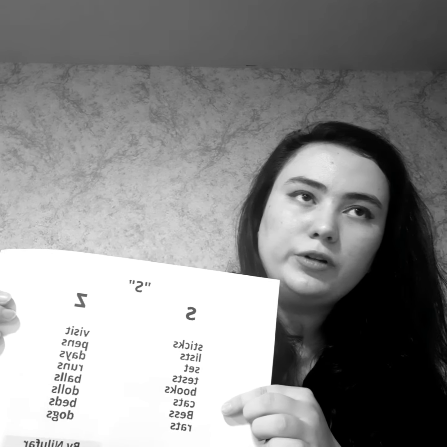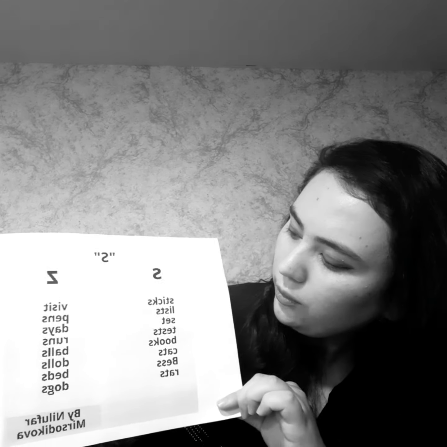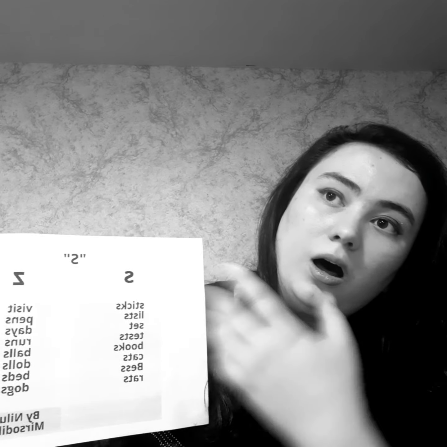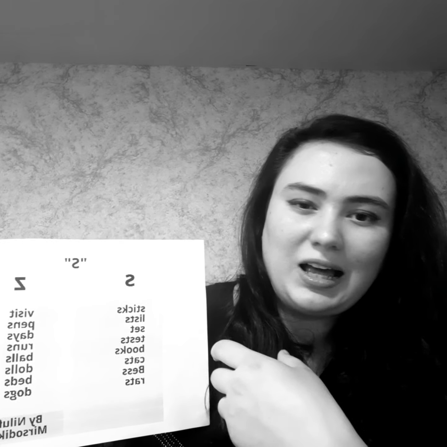So let's practice it. These words will be pronounced as S. So let's look at them. Sticks, lists, set, tests, books, cats, best, rats. Here I want to point out that whenever it is double S or the letter S comes in the beginning of any word, we spell it as S. Therefore, I added set here and best. And other words are based upon the rule that I taught you a few seconds ago.